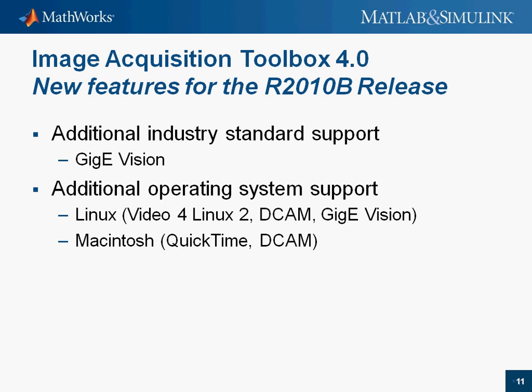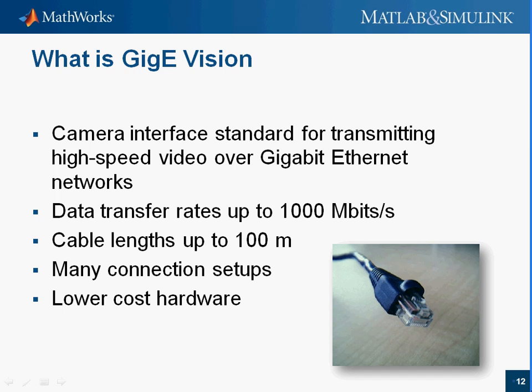Now, additional features in the toolbox extend support to Linux and Macintosh. I have listed here some various interfaces supported, such as DCAM, FireWire, and common webcam interfaces like Video for Linux 2 and QuickTime. So I know many users make use of other types of cameras in their applications. And although we are highlighting GigE Vision cameras in the next two demos, you can switch them out with other types of cameras as needed. So let's go ahead and dive into GigE Vision in more depth.